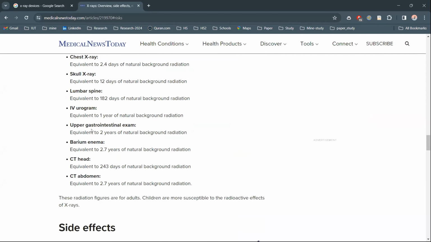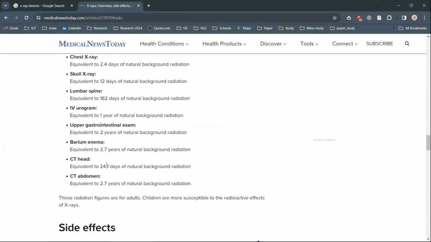Okay, and if we go here, you can see that when you're performing a CT scan, that's like 243 days. When performing a CT scan, you are taking the X-ray from different sides, a whole 360-degree angle. You are rotating the X-ray device around your head to get this CT scan. So that's like 243 days of natural background radiation. So that's too much. So you can't actually do a CT scan very frequently.